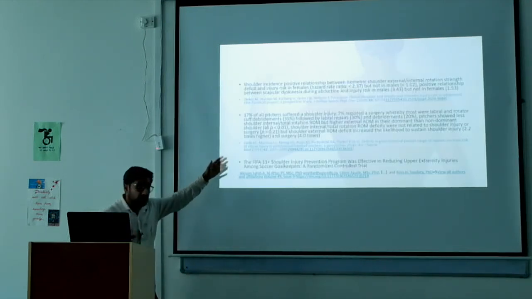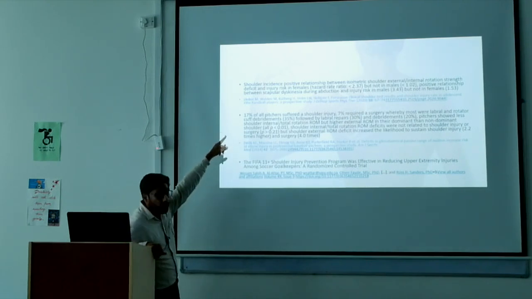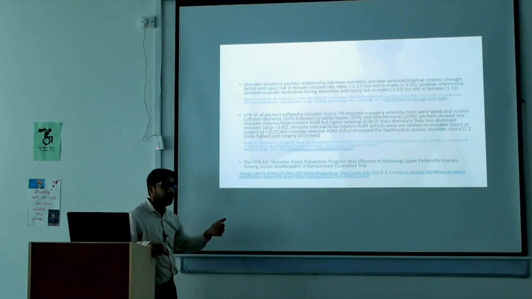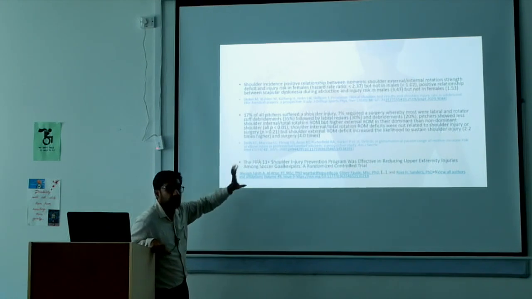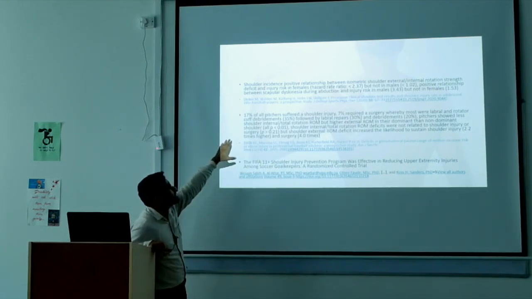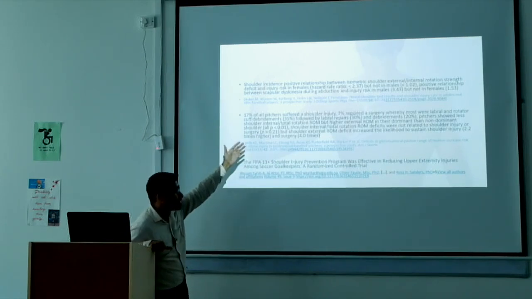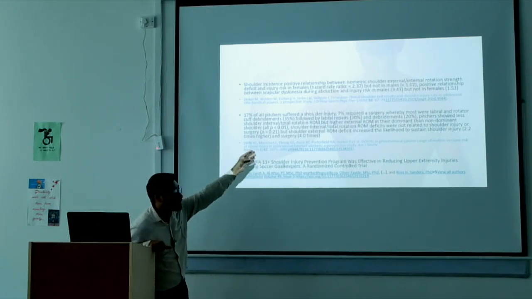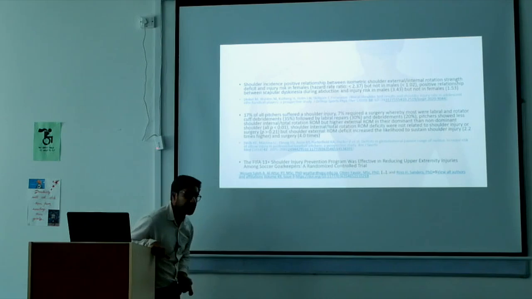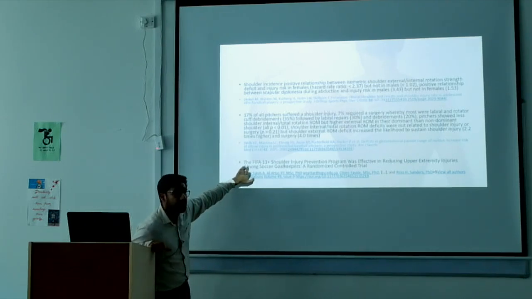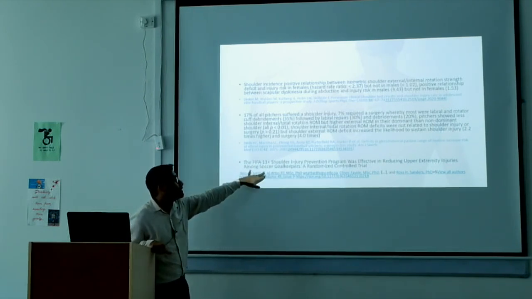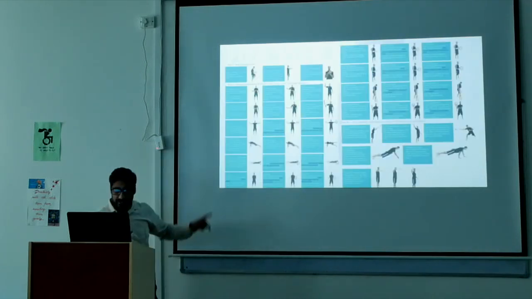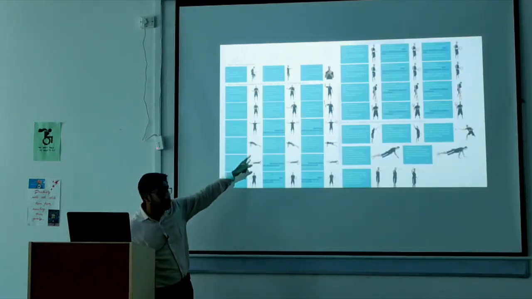There are a few studies which show that in softball players, shoulder injury incidence was higher in females because of strength issues, and in males it was more because of scapular kinematics issues. In pitchers, 17% suffered shoulder injury, 7% of them required surgery, and it was all because of GIRD, glenohumeral internal rotation deficit. FIFA developed the FIFA 11 shoulder program, which helped in reducing upper extremity injuries among soccer goalkeepers. This is the FIFA 11 shoulder program.